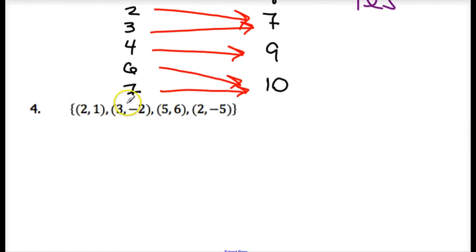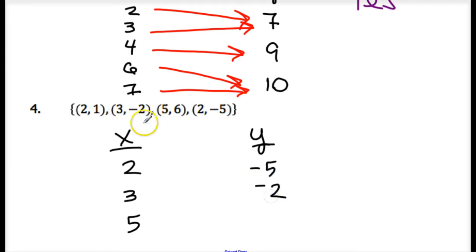If I do the mapping diagram for this one, my x values are 2, 3, and 5. My y values are -5, -2, 1, and 6.